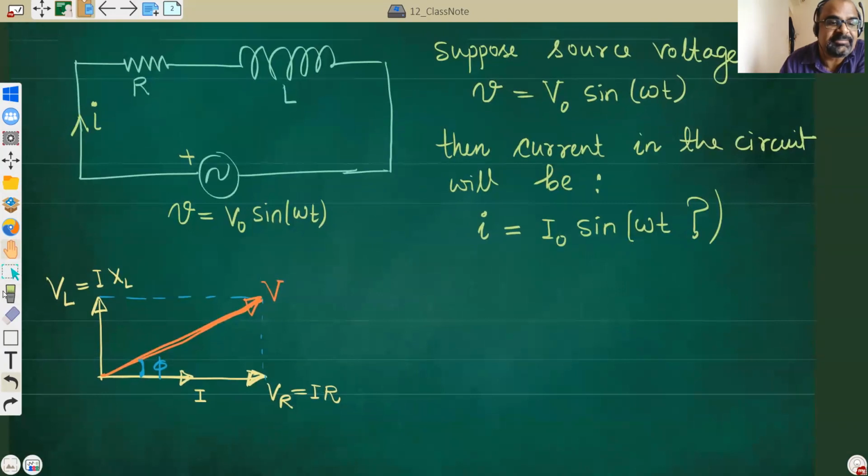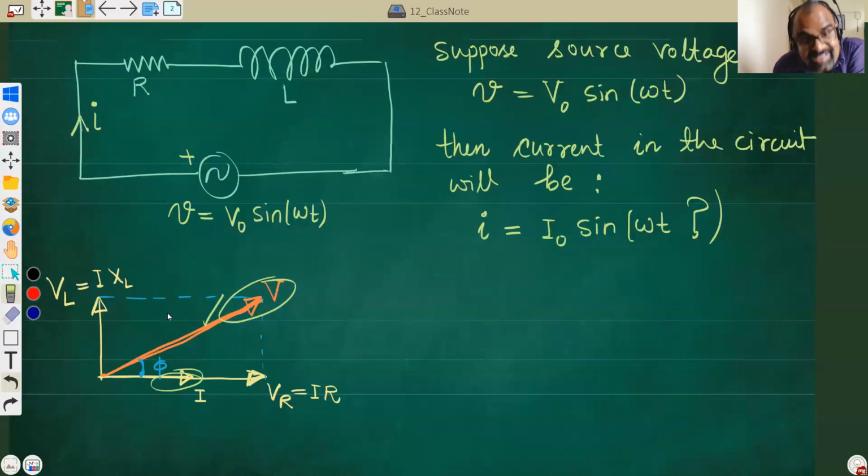Current. So let's see. This is the voltage phasor. This is the current phasor. Are they in the same phase? No. Which one is leading? Voltage is leading. Which one is lagging? Current is lagging. Now, you won't be able to memorize all these things. That's why the phasor diagram is so important.